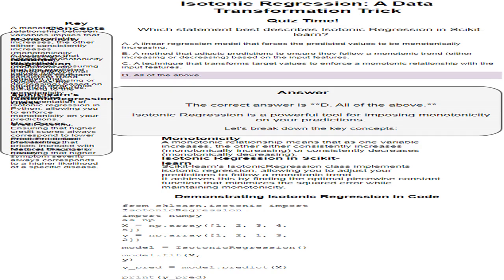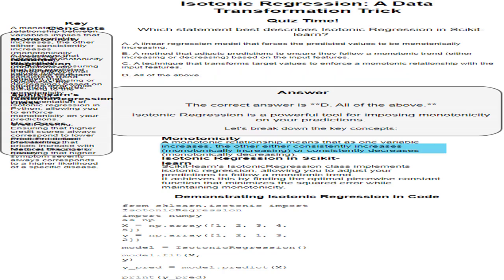Correct. As options B and C accurately describe isotonic regression, and option A is a partial description, isotonic regression can be applied to linear models. Option D is the most accurate and comprehensive answer. D. All of the above.